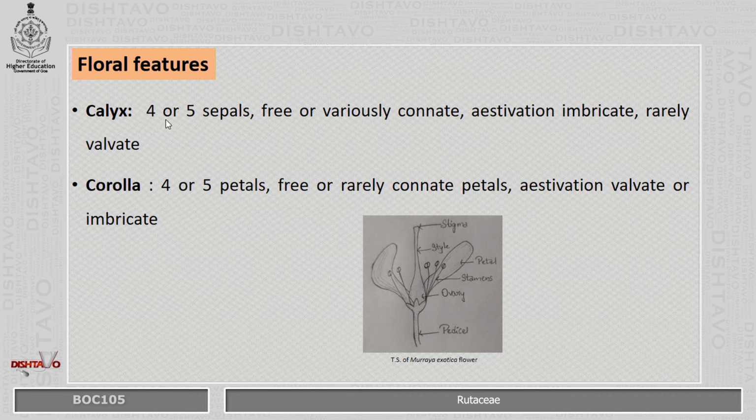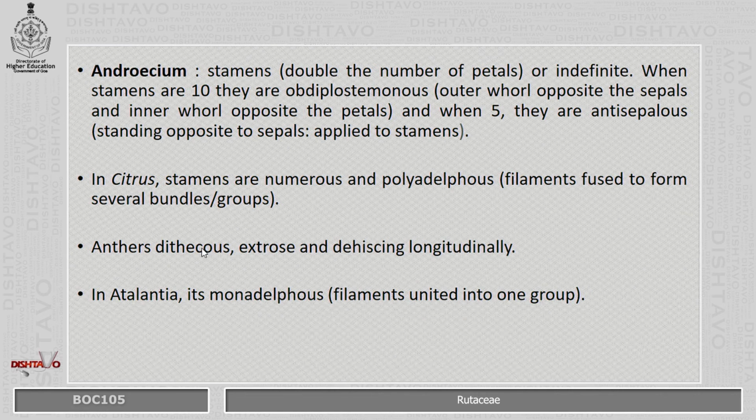So calyx, there are 4 or 5 mostly, 4 or 5 sepals. They are free or variously connate. Estivation is imbricate and sometimes they are showing valvate also. Corolla is 4 or 5 petals, free or rarely connate petals. Estivation is valvate or imbricate.